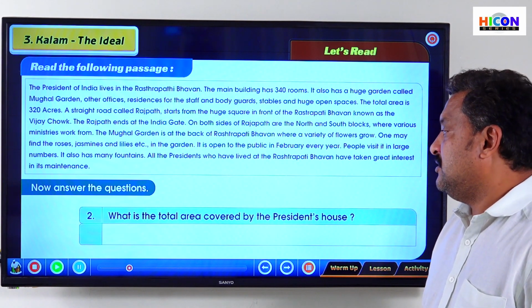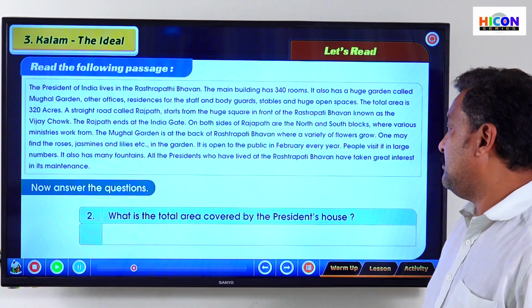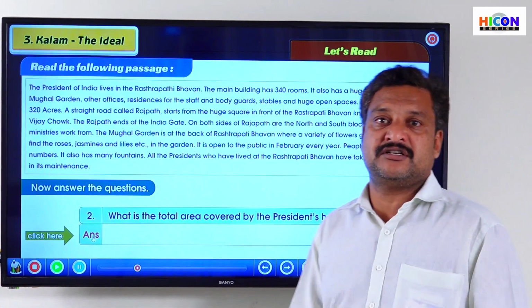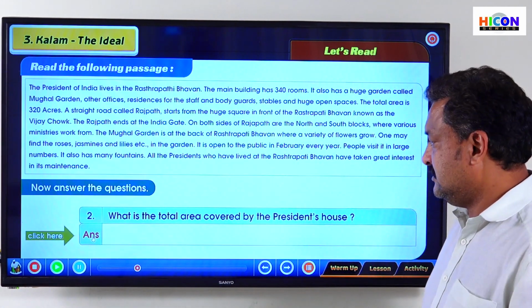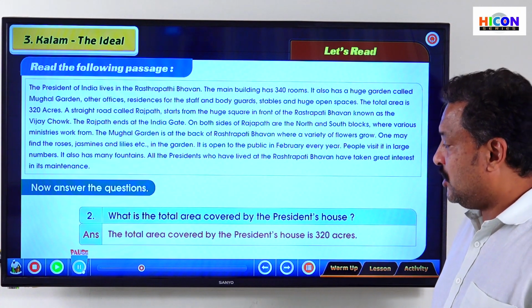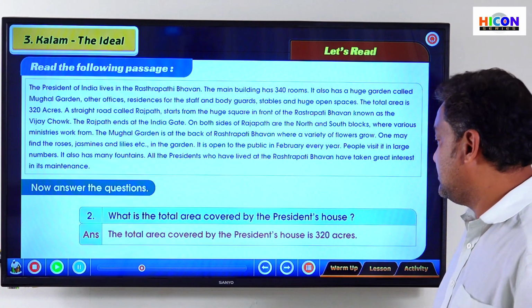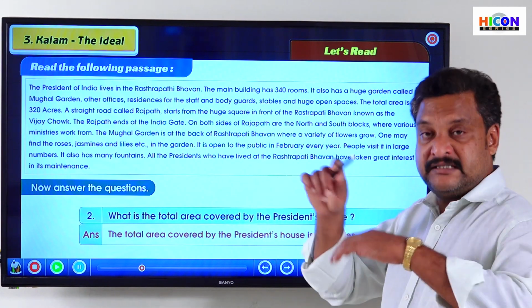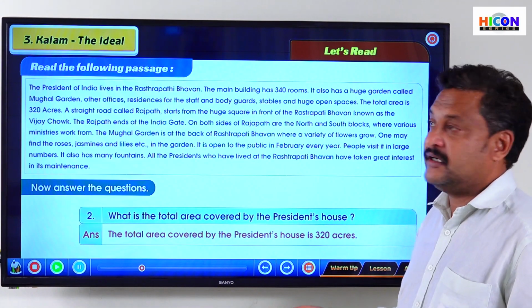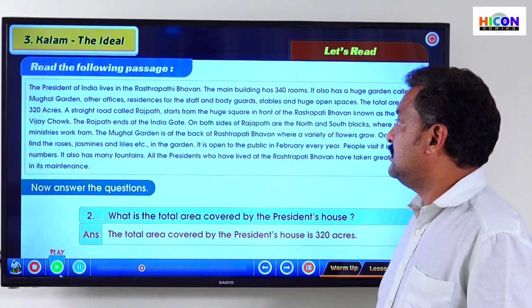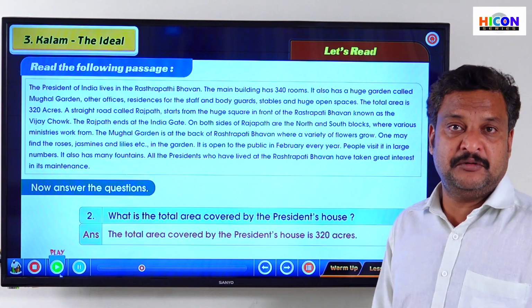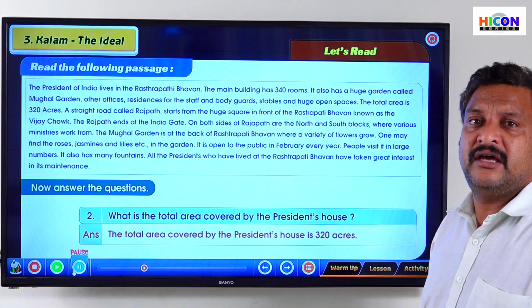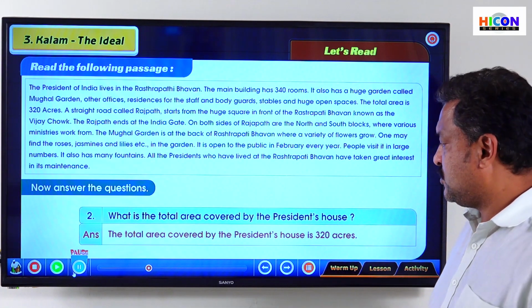The second question, what is the total area covered by the President's house? So what is the total area in which we have this Rashtrapati Bhavan? The answer, the total area covered by the President's house is 320 acres. So the building, its gardens, the residence for the staff, bodyguards, stable, everything together, it's in 320 acres.